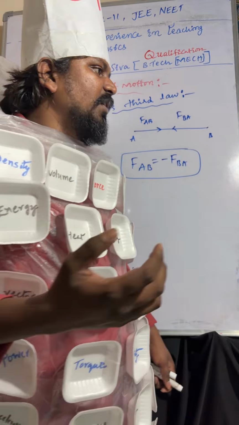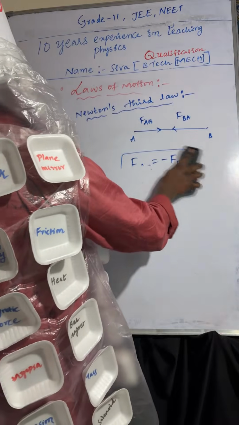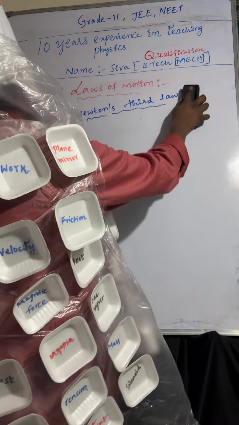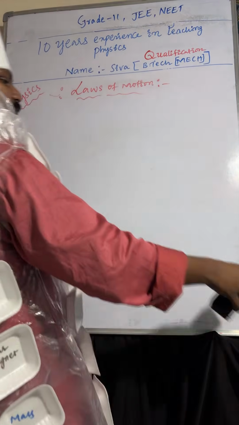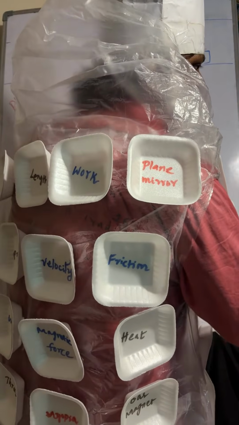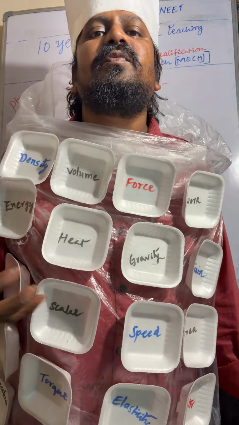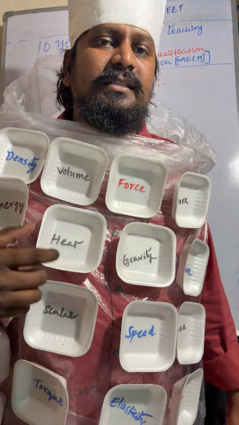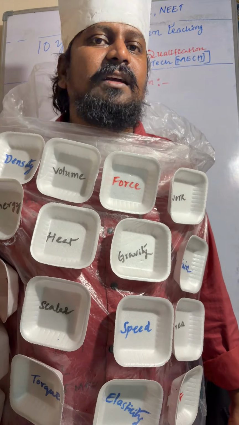Okay, next one, equilibrium of a particle. The vector sum of all the forces acting on the body is equal to 0. Then we can say the object is in equilibrium.